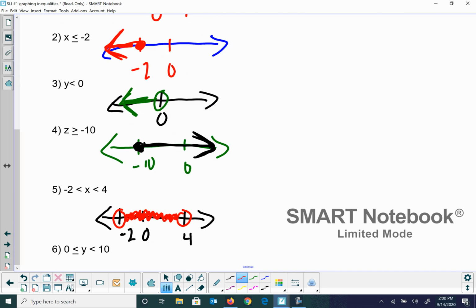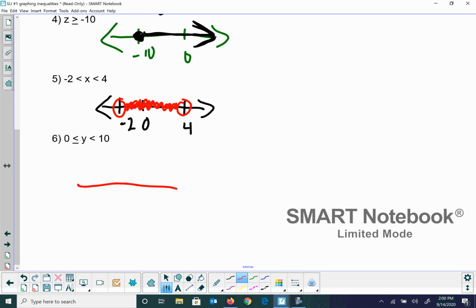And then our last question on that page, same idea. I have 0 here, I have 10 here. Notice I have one solid dot because I have an equal sign at the 0, but I have an open dot at the 10. So I want values that are greater than or equal to 0 and less than 10. So I'm going to shade the region in between them. Notice I have an open dot and a closed dot. That means I include one of the endpoints, but not the other.